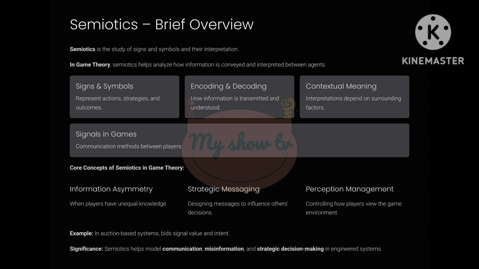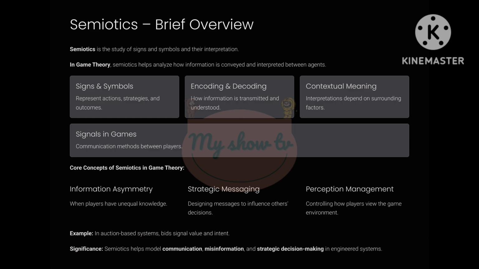5. Information asymmetry. This occurs when different players have unequal knowledge. In an economic model, insiders may have better information, affecting market behavior. 6. Strategic messaging. Designing messages to influence others' decisions. In social engineering simulations, messages may be crafted to manipulate human behavior. 7. Perception management. Controlling how participants interpret information. This is crucial in autonomous systems where machines must interpret environmental data accurately.